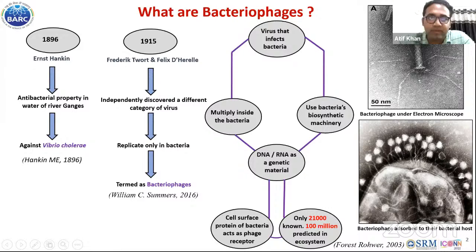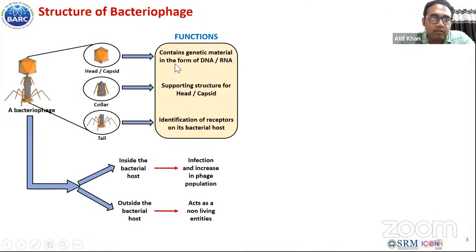So the structure of bacteriophages is divided into three parts. First is the head, collar, and tail. The head contains genetic material in the form of DNA or RNA. The collar is the supporting structure for the head, and the tail is required for identification of the bacterial host.